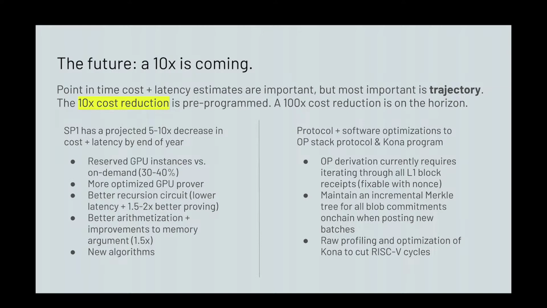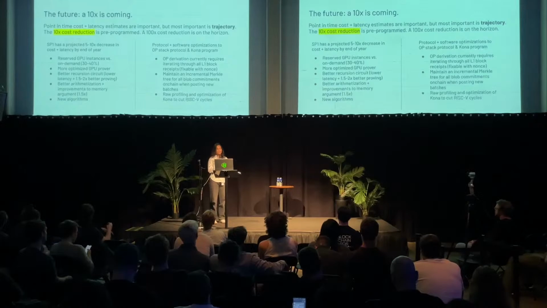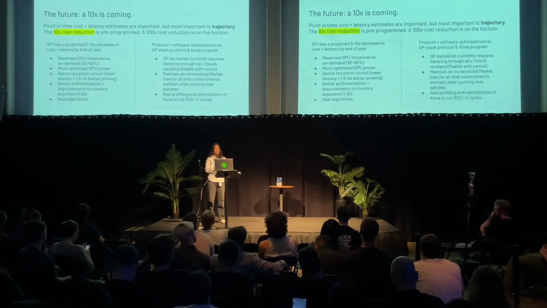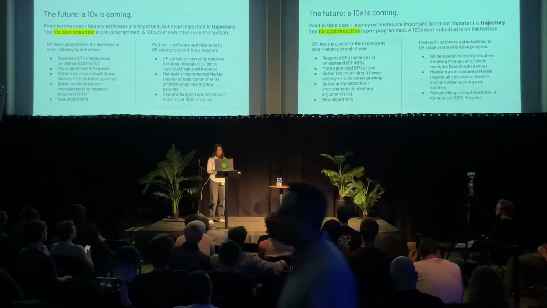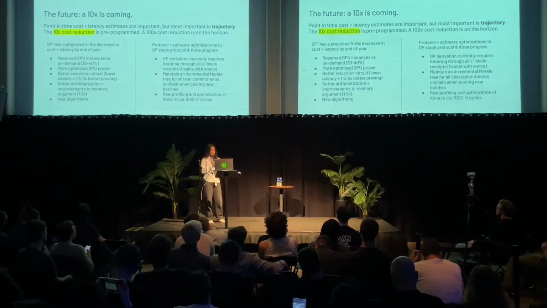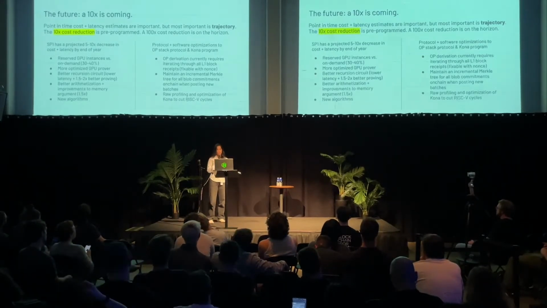Another interesting area where costs can go down is protocol and software optimizations to OP Stack and Kona. When OP built their program, they weren't necessarily thinking about how to make it most efficient for a ZK. Currently they require iterating through all the L1 block receipts, and things like this are very fixable with minor tweaks to the protocol that can make it a lot more friendly for proving in ZK. There's also a lot of raw profiling and optimization we can do to Kona to cut cycles. I think there's a lot of table stakes stuff. We only recently started looking at this code, and there's a lot more low-hanging fruit to make this more efficient in the context of a ZK VM. Already today the costs are pretty cheap, but I'm very confident that they're only going to get cheaper and cheaper from here.